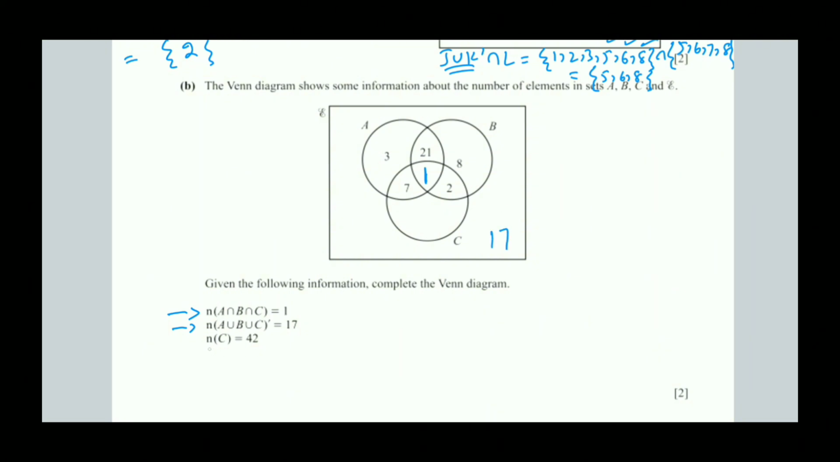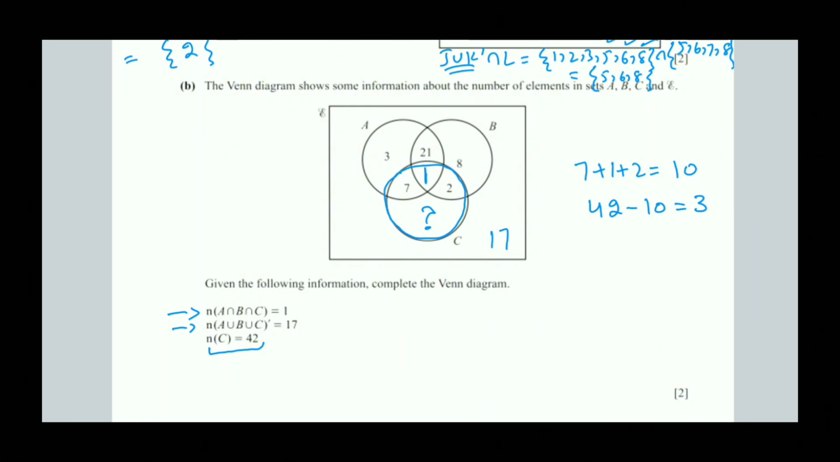Okay, now n(C) is equal to 42. Some students have written 42 here, that is wrong, because they are saying that the number of C set is 42, so this is the whole C set. The number of the whole C set should be 42. It means that 7 plus 1 plus 2 is equal to 10. So what should be this part? You will subtract 10 from 42. The answer you will get will be written here.